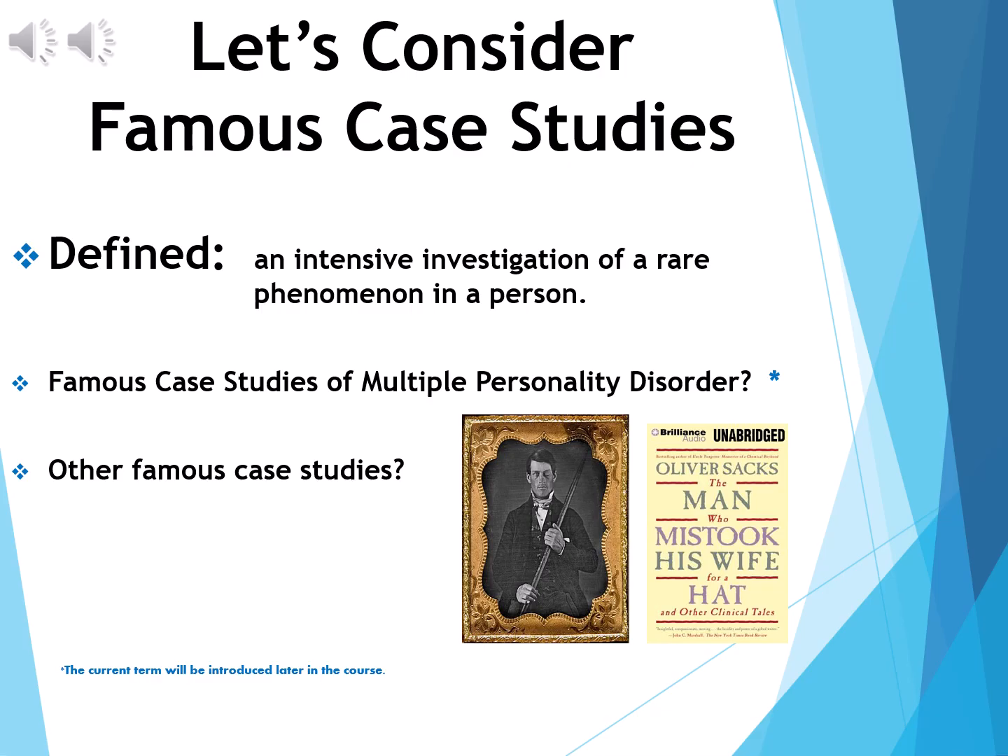The next research method that we'll consider will be the case study. We'll define it as an intensive investigation of a rare phenomenon in a person. If you don't like the word phenomenon, just substitute the word thing. So we would use this for situations where we have one individual, so we can't use most of the other research methods.